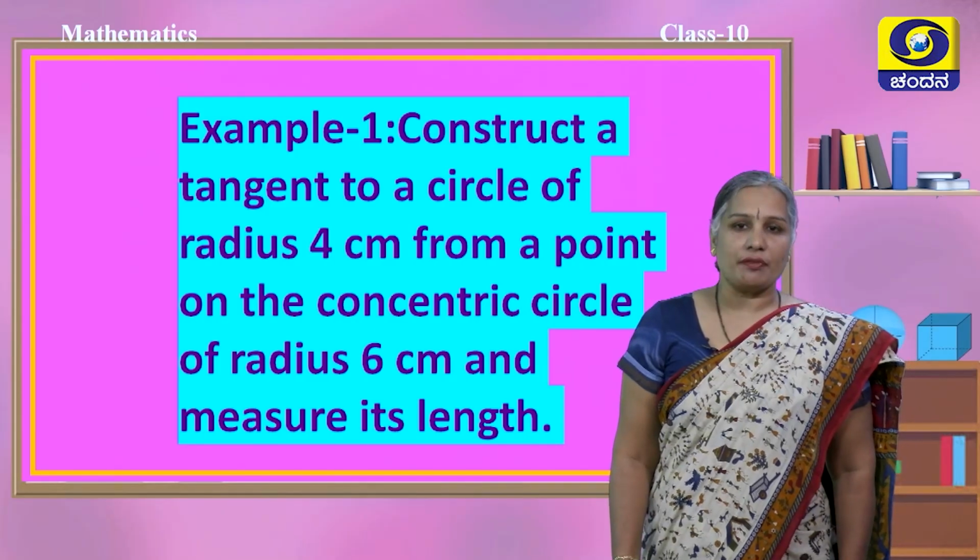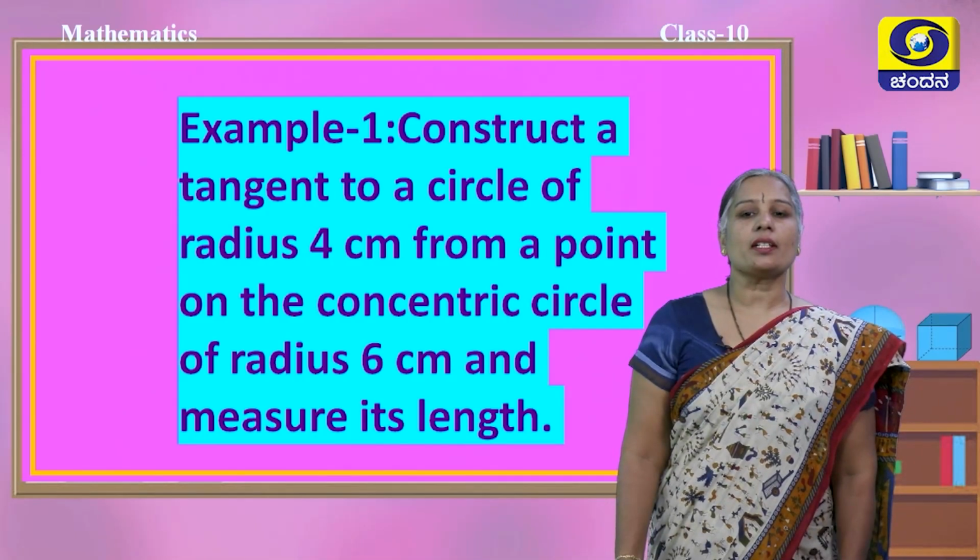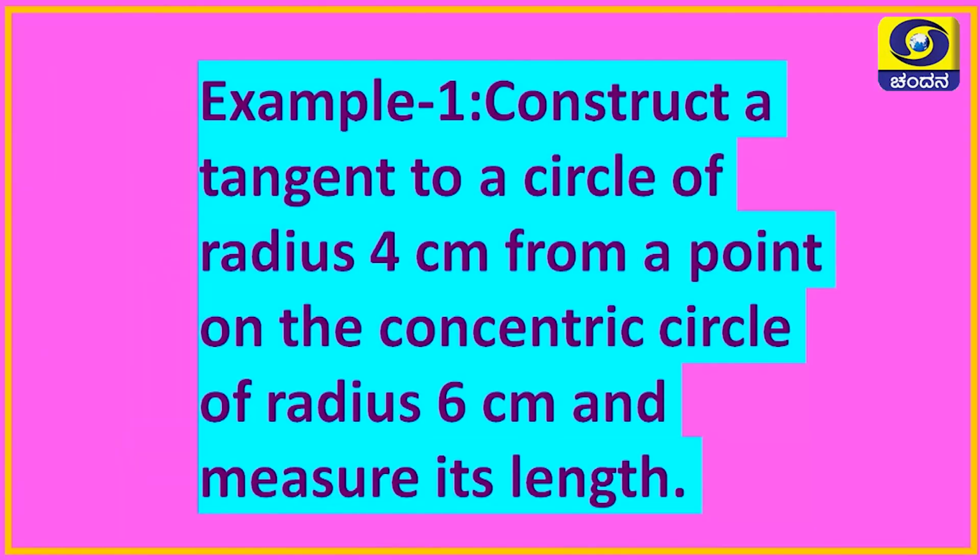Let us start with the first example. Construct a tangent to a circle of radius 4 cm from a point on the concentric circle of radius 6 cm and measure its length. It means, students, you have to construct concentric circles. First we have to understand the meaning of concentric circles. Concentric circles are the circles having the same center but different radii.